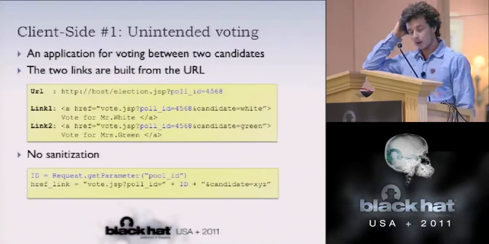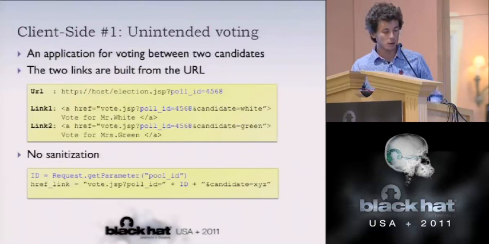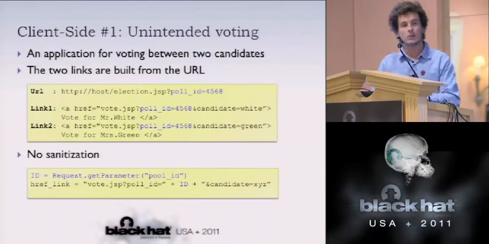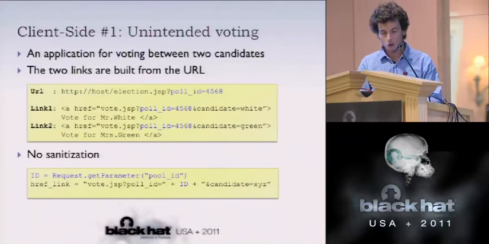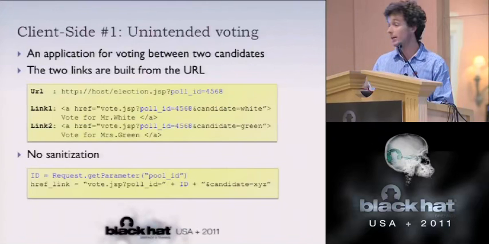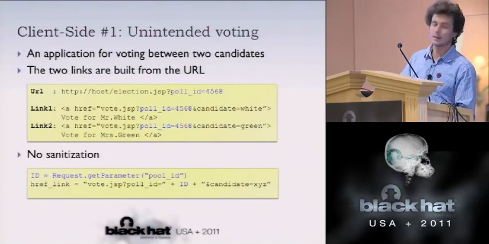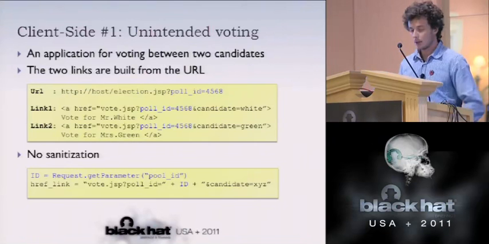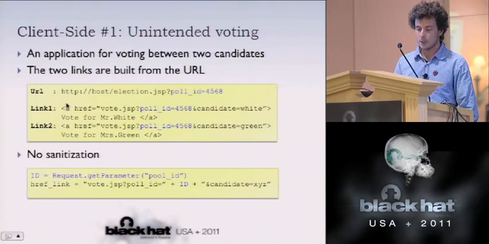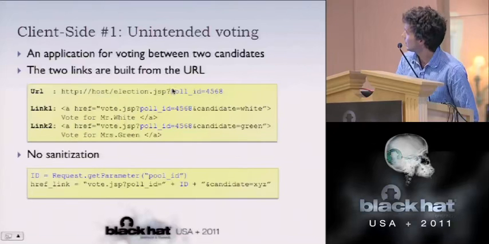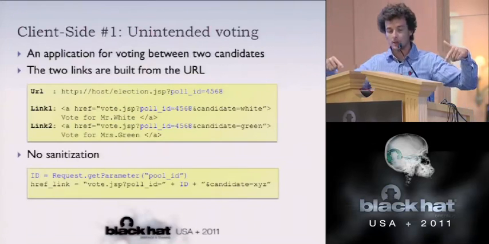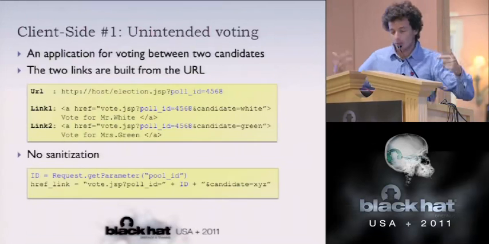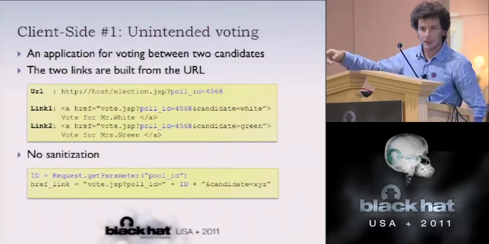The first one is what I call unintended voting. Imagine you have an application that you use for electronic voting. You have 2 candidates: one is Mr. White, the other one is Miss Green. This is the URL of the application, that takes a poll ID, and then this ID is used to look up the poll and build a page where you have the 2 links.